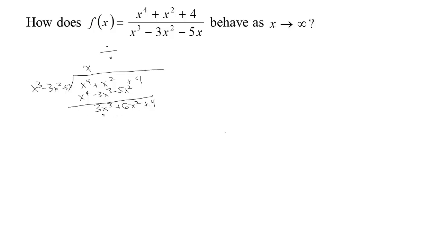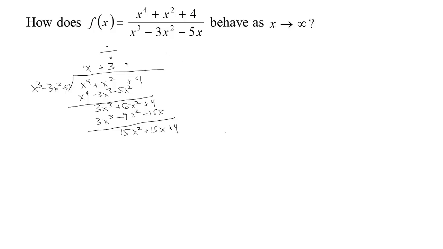Now to figure out the next term, I say, well, what times x cubed would give 3x cubed? And the answer is 3. So 3 times x cubed would be 3x cubed. 3 times negative 3x squared would be negative 9x squared. And 3 times negative 5x would be negative 15x. So now that I've multiplied, let me subtract again. 3x cubed minus 3x cubed would be nothing. 6x squared minus negative 9x squared would be 6x squared plus 9x squared, or 15x squared. And then we have nothing minus negative 15x, so that would be plus 15x. And then finally 4.